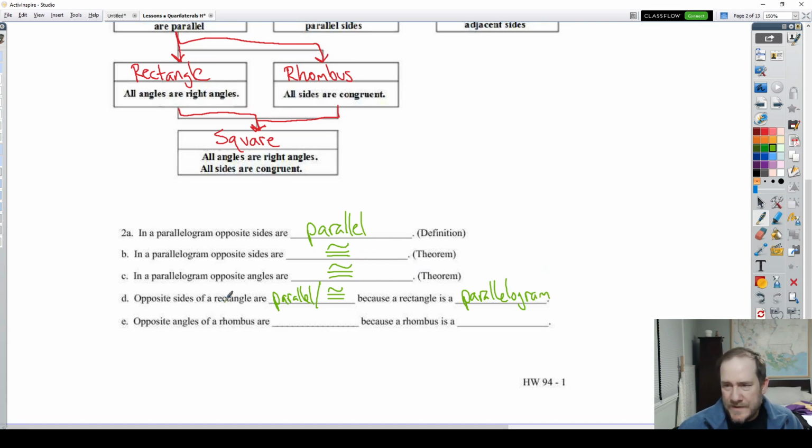And so that means that a rectangle is going to have all the properties that a parallelogram has. It's going to have sides that are parallel, and it's going to have opposite sides that are congruent. It says here that the opposite angles of a rhombus are congruent, because a rhombus is a parallelogram too. So we're trying to establish this idea early on that rectangles and rhombuses are special kinds of parallelograms, which means anything that's true for a parallelogram will be true for them too.